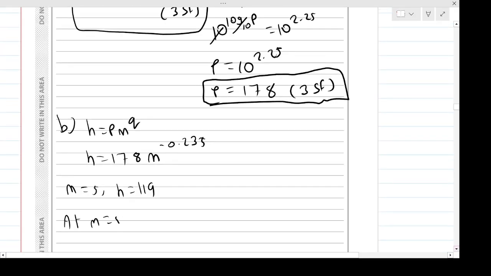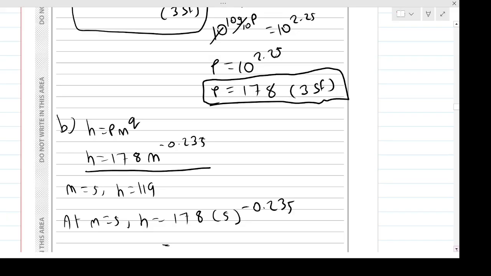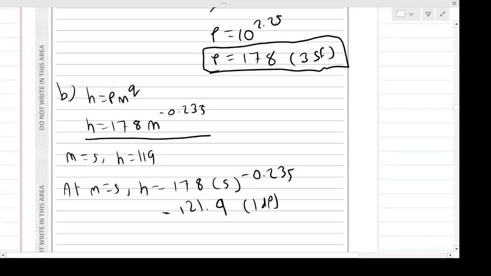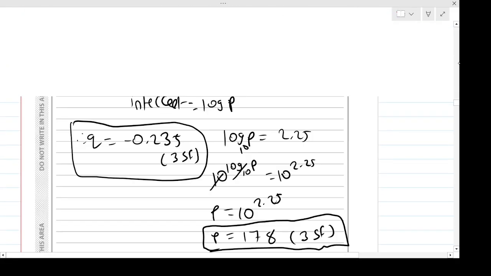At m is 5, using the formula, the model, is H = 178m to the power of minus 0.235. If I put that in the calculator, hopefully it's close to 119, right? So 178 times 5 to the minus 0.235 is 121.9 to 1 decimal place. That's actually pretty close, right? 119, 121.9. That's pretty close, I'd say.